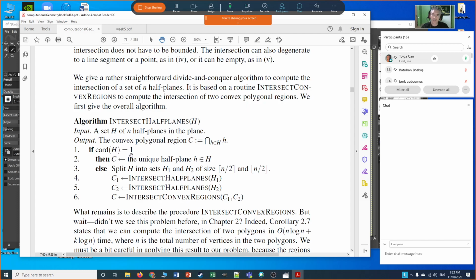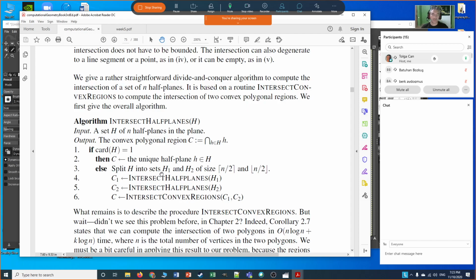If it contains only one half plane, we just return the unique half plane H as the feasible region. So this is our base case. When we have only one thing, we just return it. Just like merge sort, if you're trying to sort a bunch of numbers and you just have one number, it's already sorted, so you return it. So this is exactly like the base case of merge sort. The other part is, as you can see, recursive.